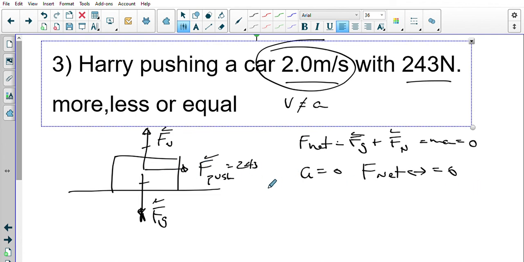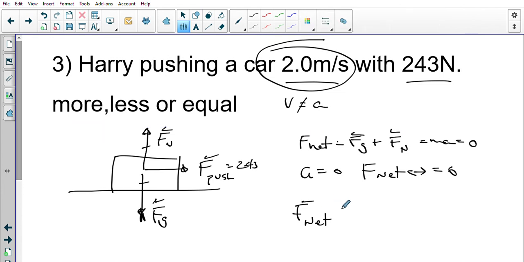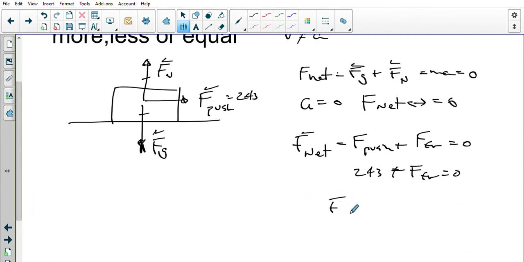And so we're going to have our net force, and we're going to have a force of our push plus the force of friction has to be equal to 0. This is 243 plus our force of friction is equal to 0, which means our force of friction is equal to negative 243 newtons. And that just means that it's going backwards.